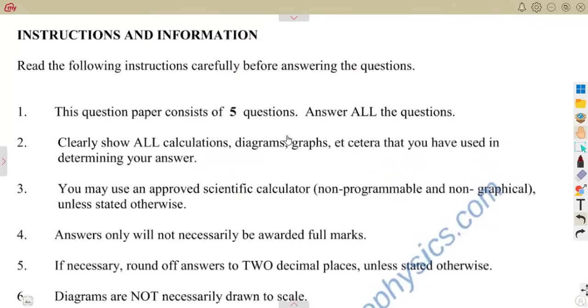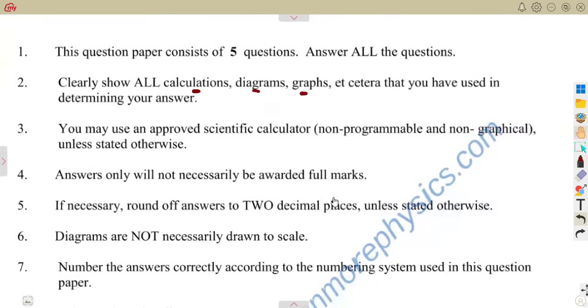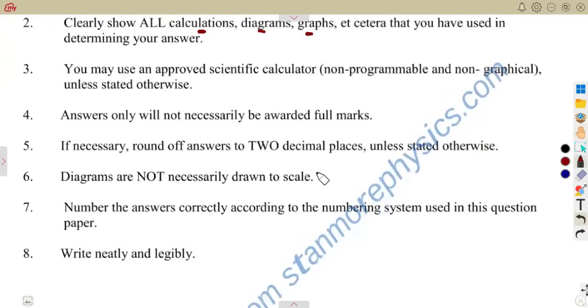Make sure that you read your instructions, understand your instructions. The most important part is that you are supposed to show clearly all calculations, the diagrams, the graphs, etc. Whatever that you are given, you are supposed to have everything indicated clearly. And also in this question paper, if necessary, round off answers to 2 decimal places unless stated otherwise. They might give us other instructions, and also diagrams are not necessarily drawn to scale.